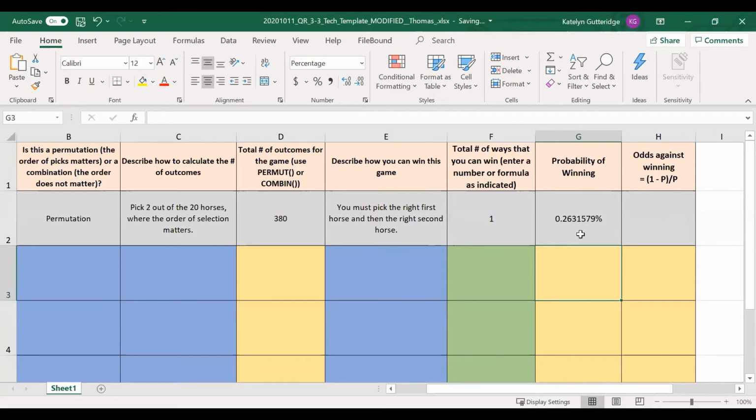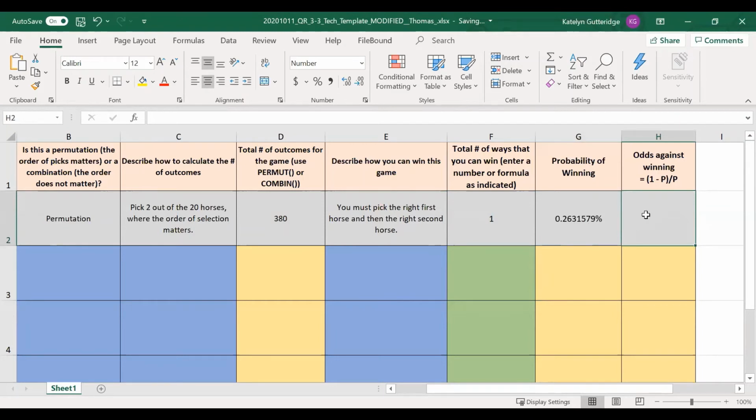So don't try to round it to 2 decimal places. Go ahead and keep all the decimals that do pop up there. And then the very last step, so that is our probability. As you can see, we have a 0.26% chance of winning this. So our probability here is very low.